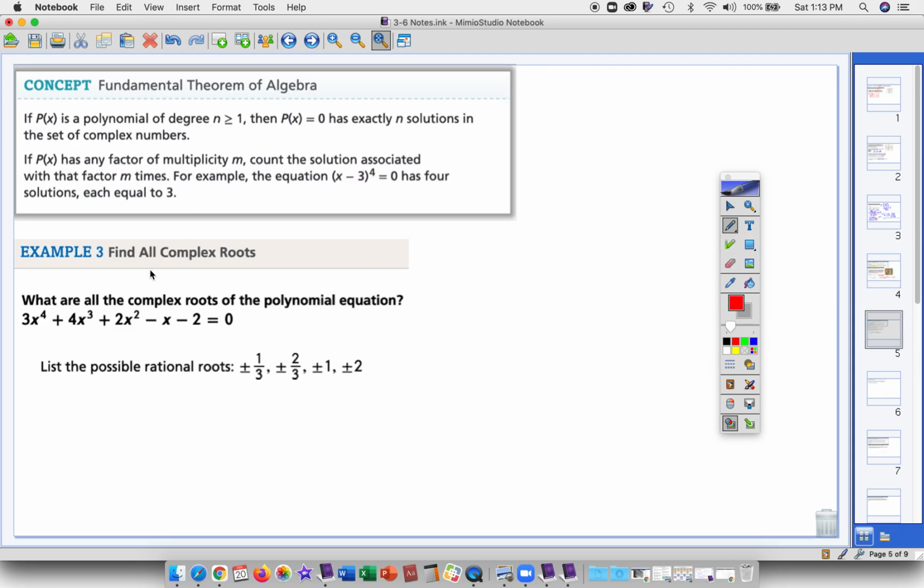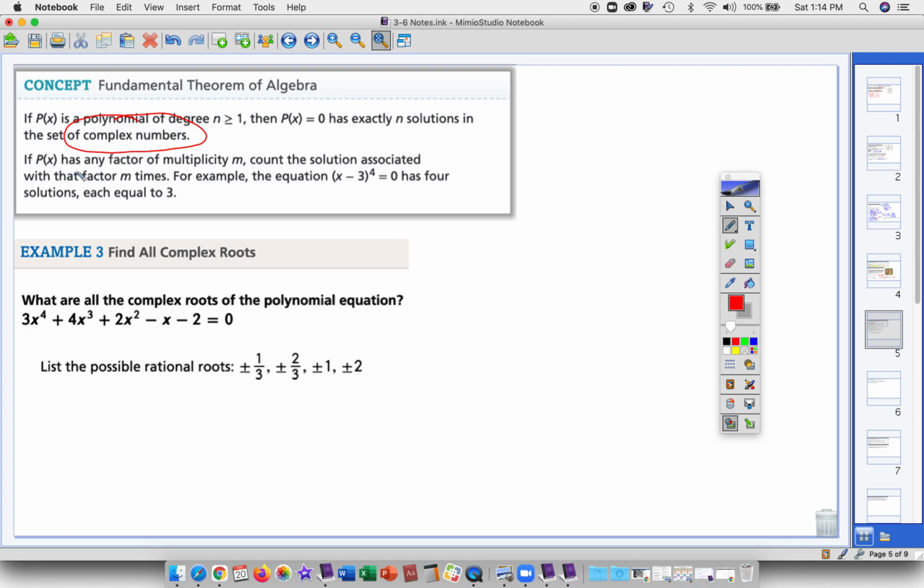Okay, the fundamental theorem of algebra. What this one says is that if p of x is a polynomial of degree n, which is greater than or equal to 1, then p of x has exactly n solutions, which we've talked about in the past, right? We've said if you have a 4th degree polynomial, it has 4 solutions. Now that's 4 solutions in the complex set, so some may be imaginary, some may be real.